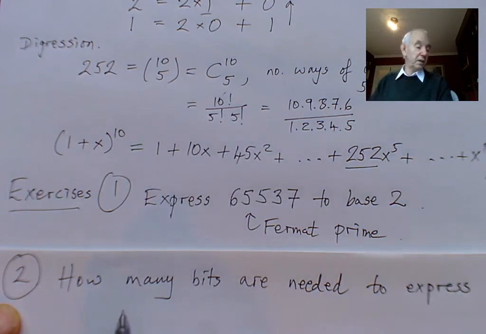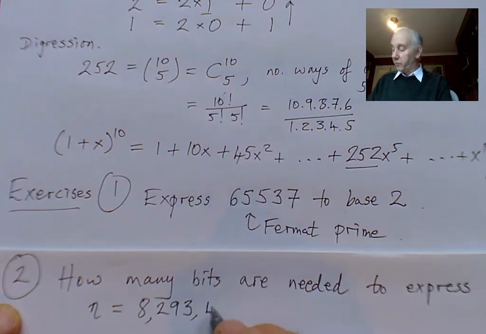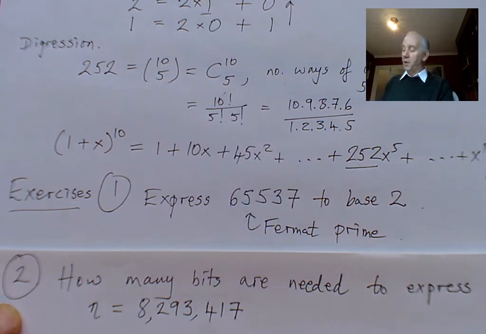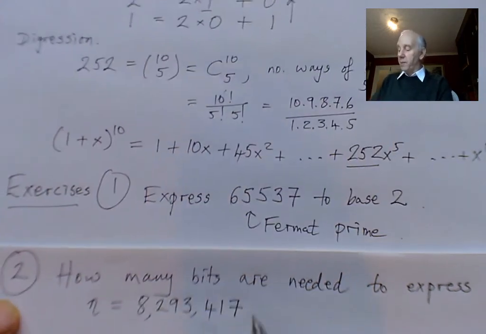And this is just an example I happened to use last year, so I called it n for convenience, but this is actually the number 8,293,000. I don't know why I chose this number. I don't know if it has some special reason. How many bits are needed to express this number in binary?